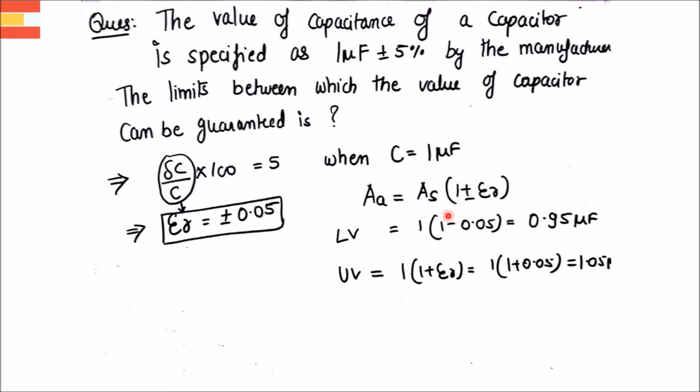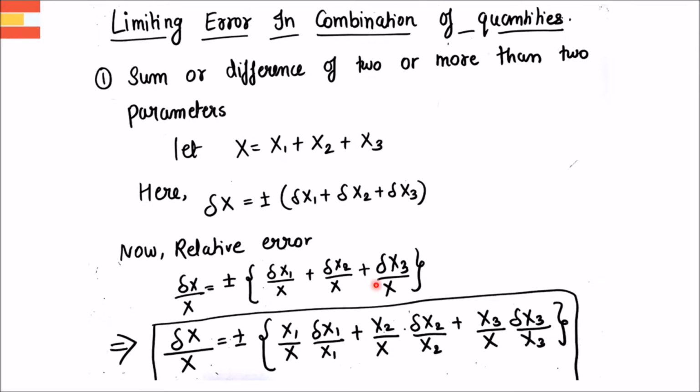So we have to just replace the value of ER. For the minus sign it will give the lower value, for the plus sign it gives the upper value. So we get the limits of this. Now, limiting error in the combination of quantities. The quantities can be given in sum, subtraction, product and quotient. So we have to just find the limiting error of the resultant system.